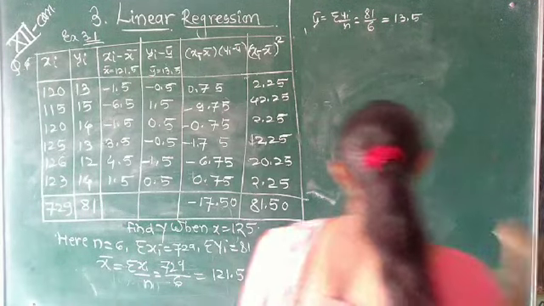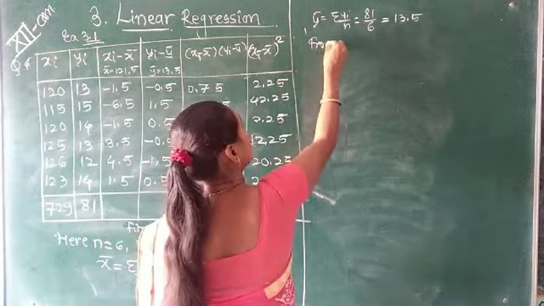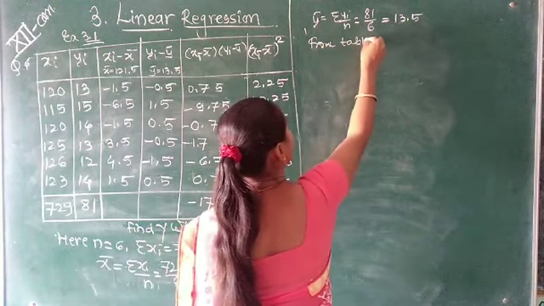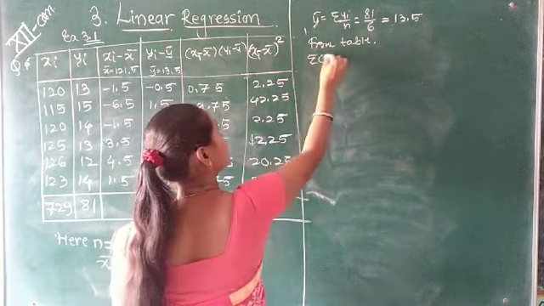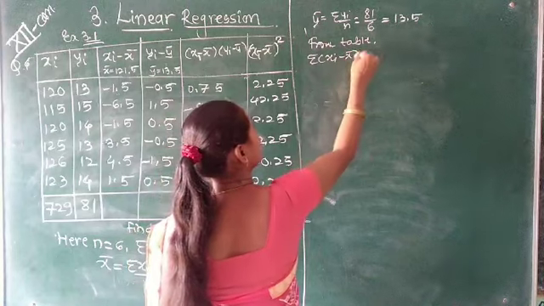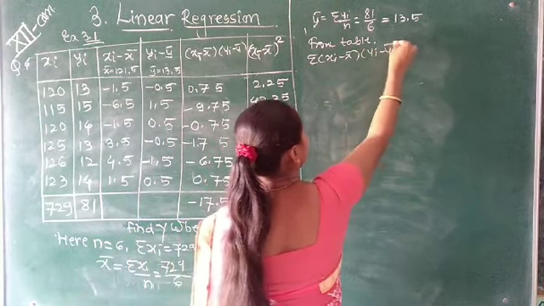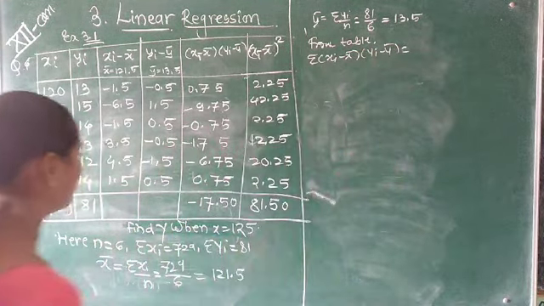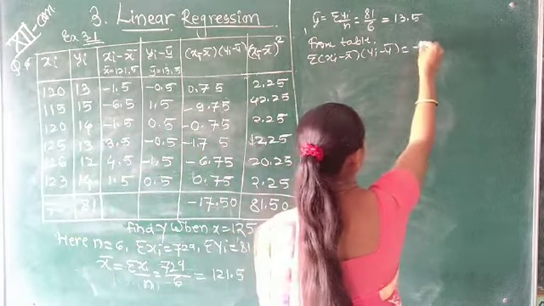Now from the table, which value do we have to find here? That is the summation of xi minus x bar into yi minus y bar, which is equal to minus 17.50.